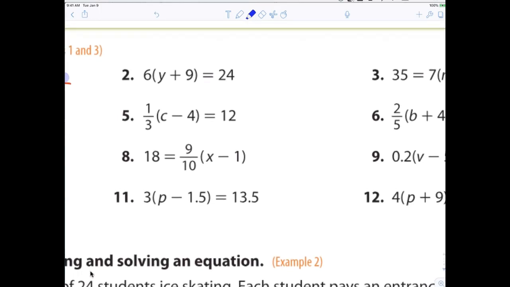Or number 2, I'm sorry. Who's going to do the distributive property for me? Tell me. 6y plus 54. Beautiful. 6y plus 54 is equal to 24. Now again, we're going to practice without a calculator today. Now, how do I undo addition? So now everybody has to tell me, what's 24 minus 54? Negative 30.